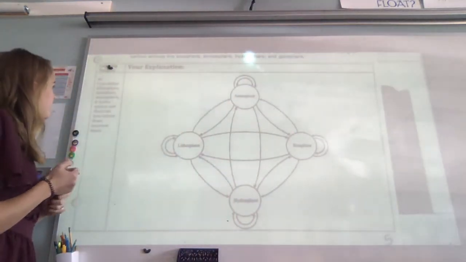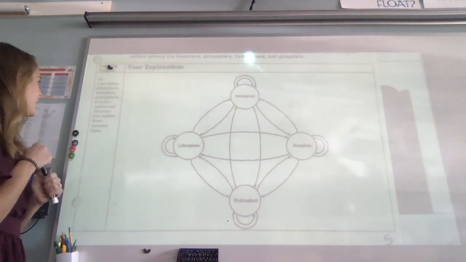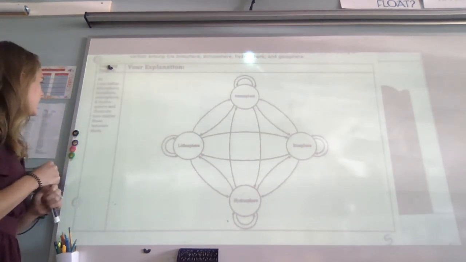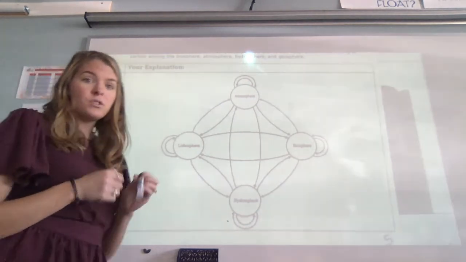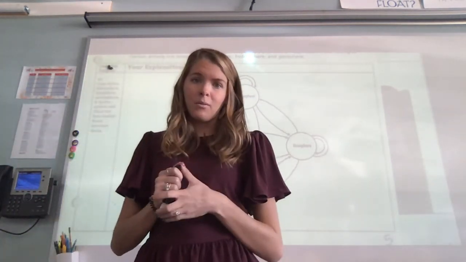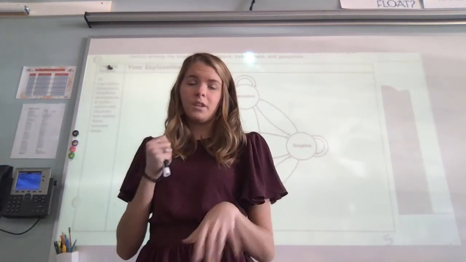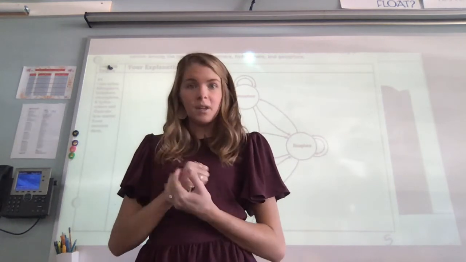I can define lithosphere, biosphere, atmosphere, and hydrosphere, and illustrate how matter flows between them. So you should be looking at this diagram in your note packet. This should be a pretty short little notes video here, and then we'll move on to some other work.